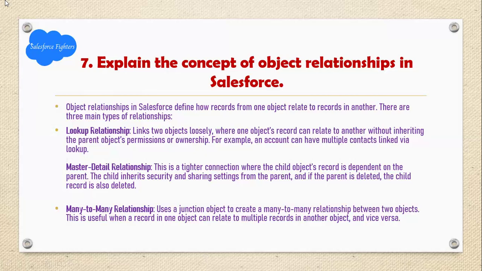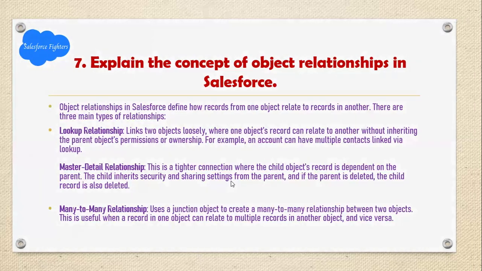Next, a many-to-many relationship uses a junction object to create a many-to-many relationship between two objects. This is useful when records in one object can relate to multiple records in another object and vice versa.